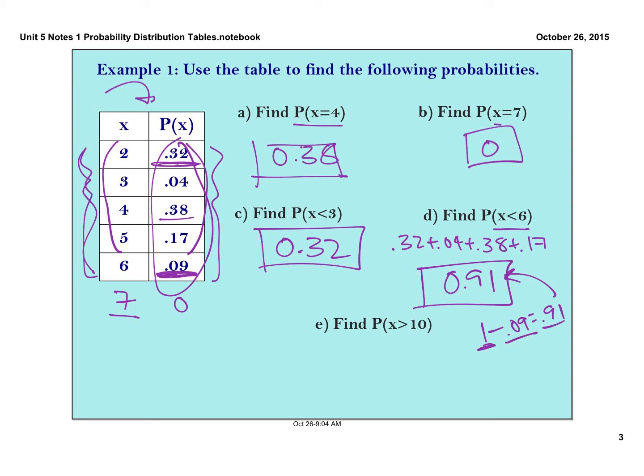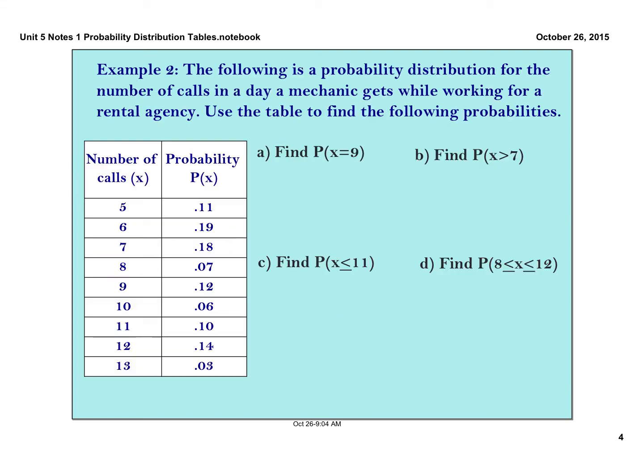Probability of x being greater than 10. 10 is not in your table, so again, that's a probability of 0. Anything greater than 10 is also going to be 0. Let's take a look at example 2. It says the following is a probability distribution for the number of calls in a day a mechanic gets while working for a rental agency. Use the table to find the following probabilities. Probability of 9 is 0.12.